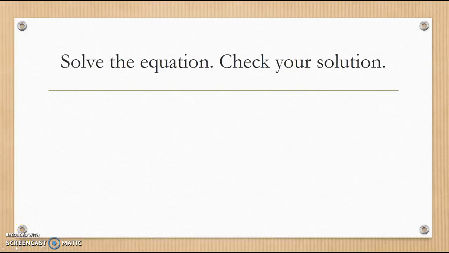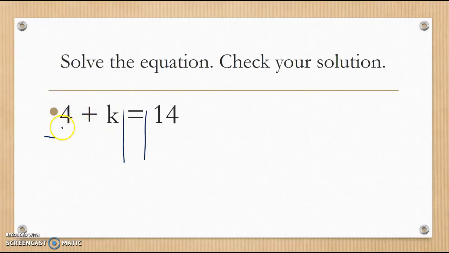You need to make sure that you show your one step of work as well as the check step. So here's our problem, 4 plus k equals 14. I'm going to draw my railroad tracks. And then on the left side of the equal sign, I want to get k all by itself. So since we have a positive 4 here, we're going to subtract 4 to get rid of it.